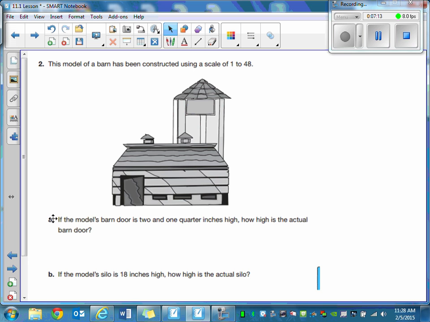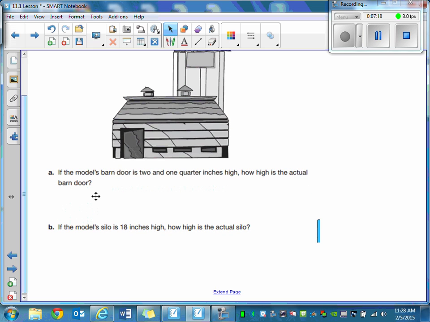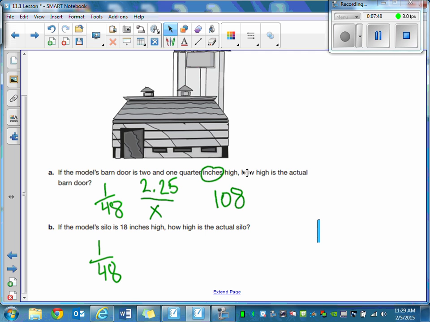So this model of a barn has been constructed using a scale of 1 to 48. Okay, so we need to remember that that is our scale here, 1 to 48. I'm going to go ahead and write that on both because parts A and B still go with number 1. So if the model's barn door is 2 1/4 inches high, how high is the actual barn? Okay, so we can already see here that the model size is on top. 2 1/4 inches would be 2.25. And then I'm trying to find the actual size. So after I end up cross multiplying this, I get 108, and my label was inches.